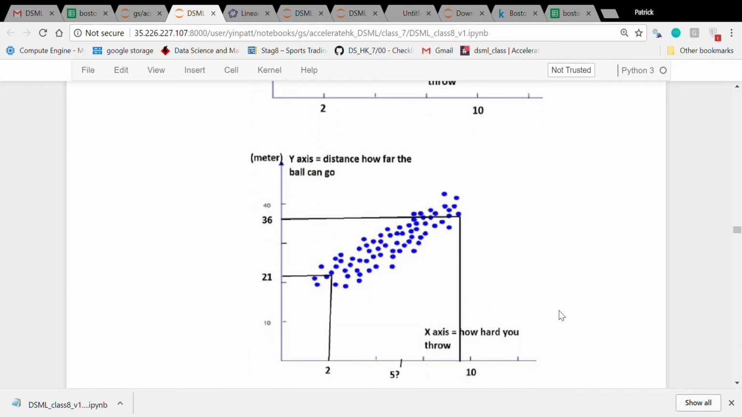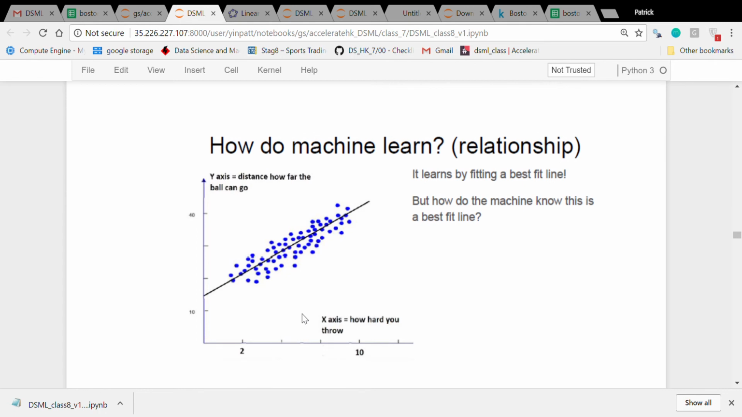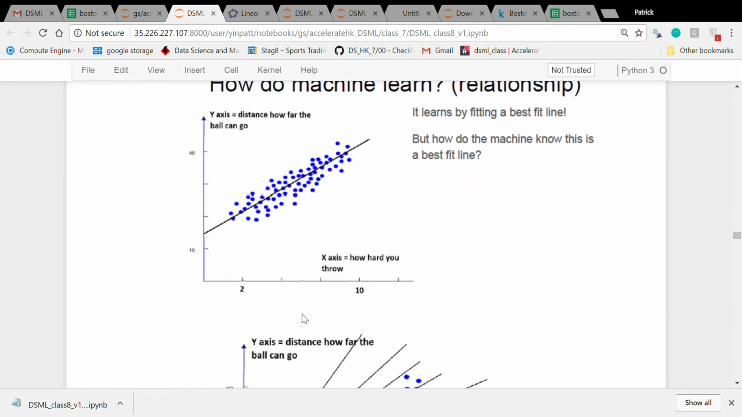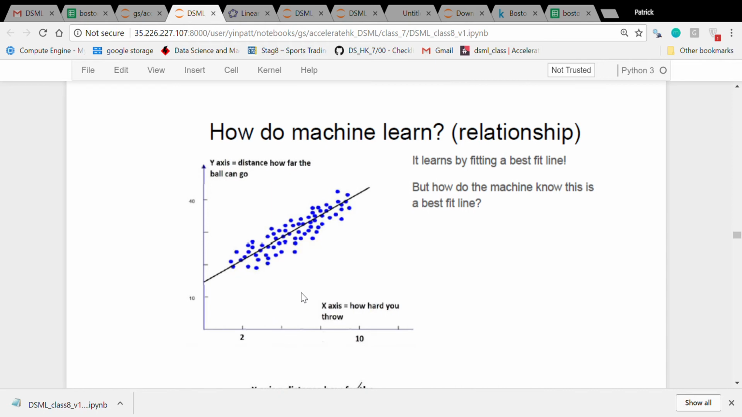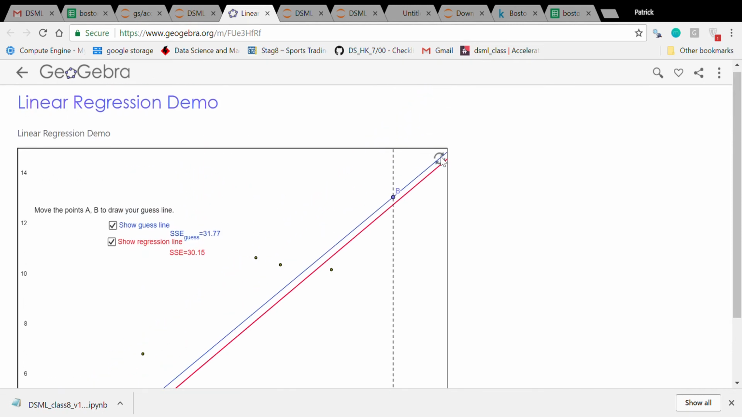And if you recorded this ball and that ball, this ball I threw at an angle of like 2 and it reached 21 meters. And here I threw it at an angle close to 10, and it reached 36 meters. Then you can draw a straight line out of all the dots. But now you might have a question like, what is the so-called best fit line? How does the computer come up with the best fit line? It's actually quite simple. Let's go back to this example.